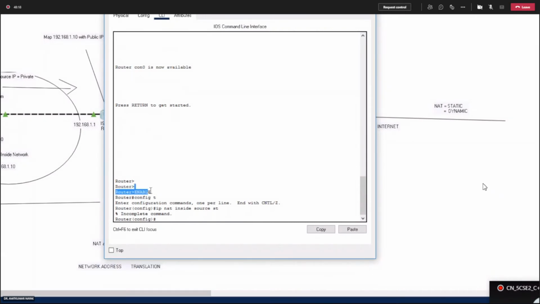So I have typed the enable command. Initially, we are in the user mode. Then we have to switch the router to the privilege mode by typing the enable command. Once we type enable, this hash interface will appear. Then we have to type config t, configure terminal, so that we are redirected to the global configuration mode.